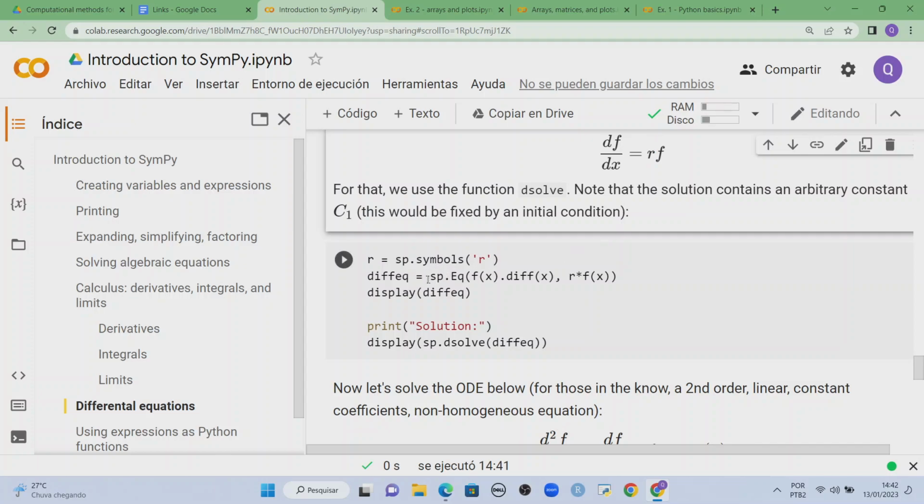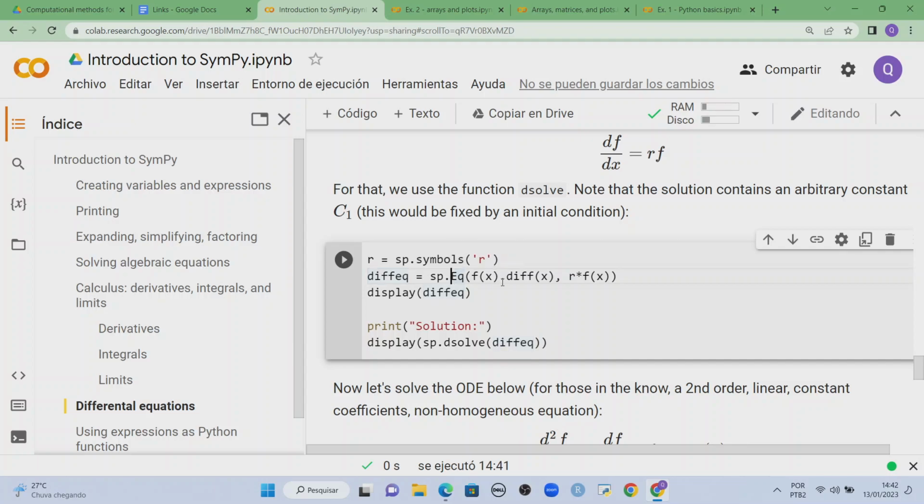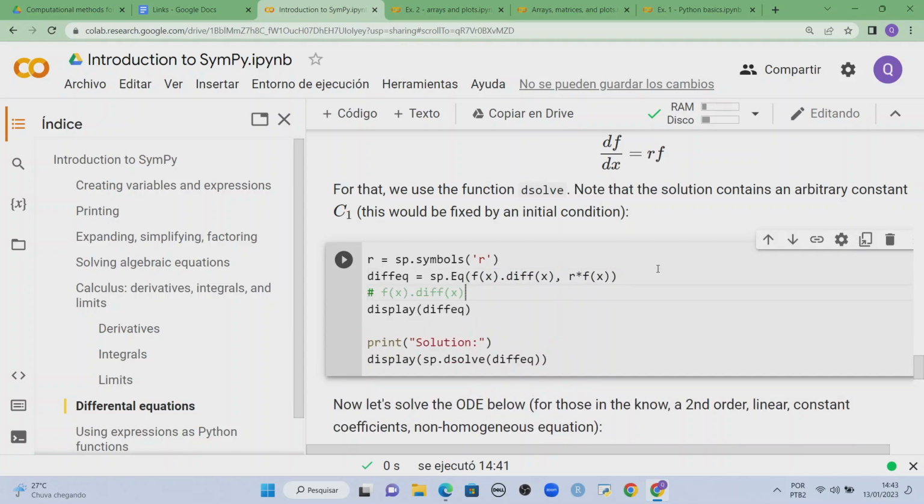So I have that my differential equation is Eq, the diff. I wrote it like this. Instead of putting diff of the expression and x, I can also do expression dot diff x, okay? This is the same thing. And this is the same as diff of this expression with respect to x. Okay, so these two things here are the same thing. So I'm saying the derivative of f of x with respect to x is equal to r times f of x.